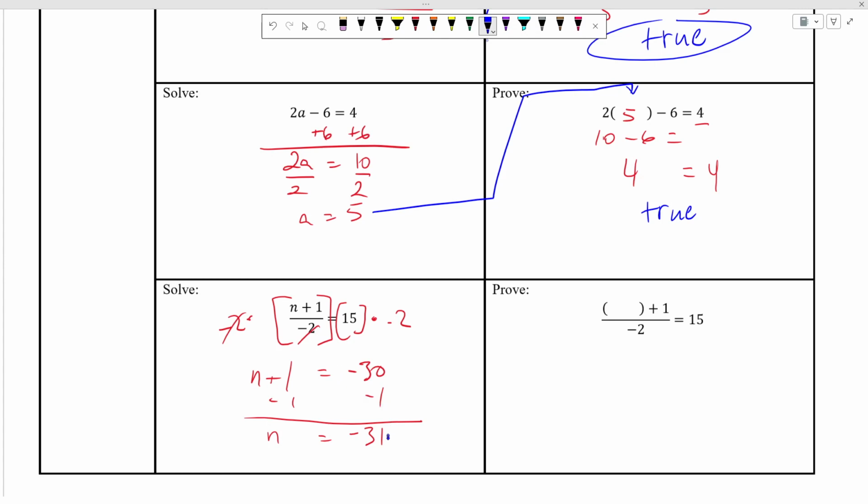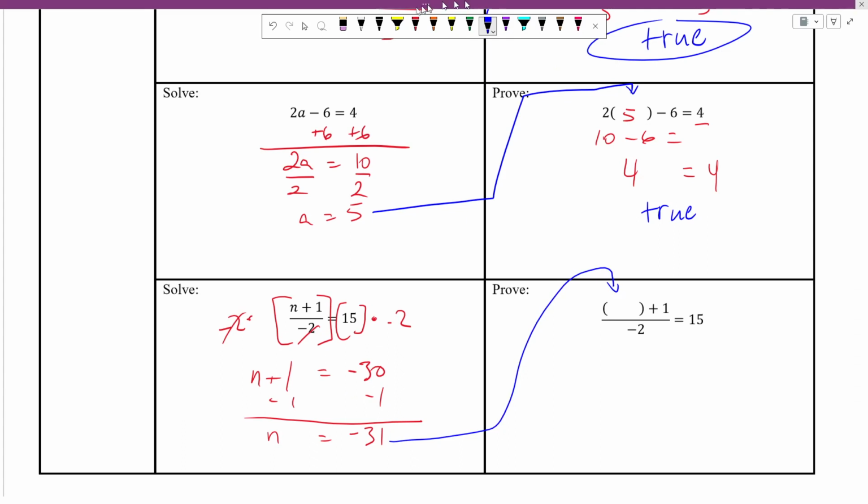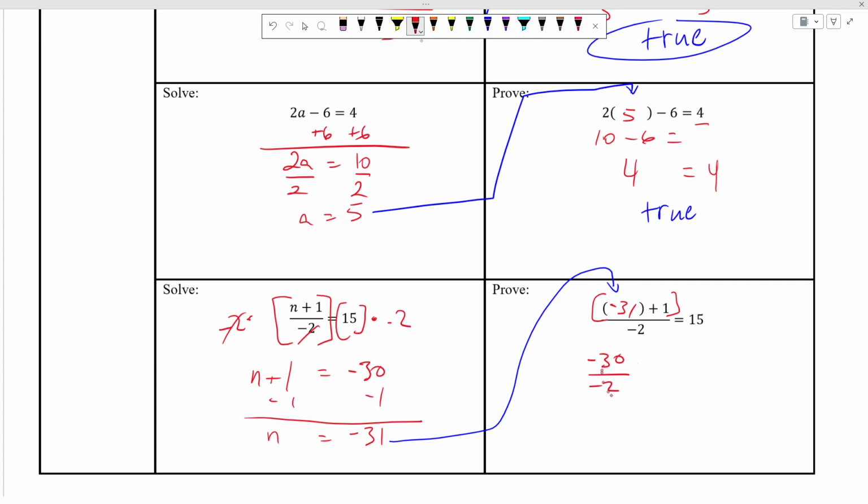Let's try and prove that out. I'm going to plug this in over here, substitute it: negative 31. Again, PEMDAS, parentheses first, in imaginary parentheses. In the numerator here, negative 31 plus 1 happens to be negative 30. And I have this divide by 2 over here, and negative divided by negative happens to result in a positive, so I'm going to get a positive 15.